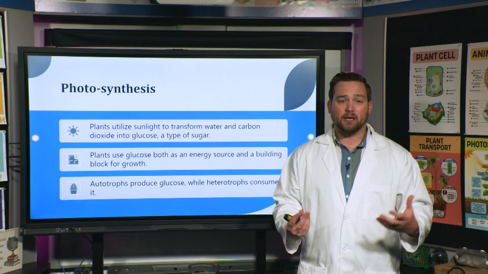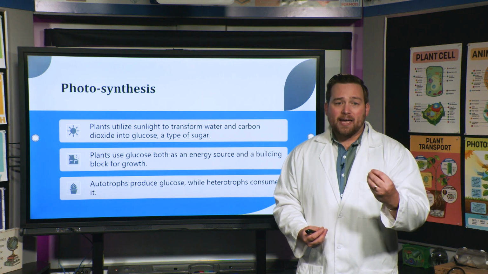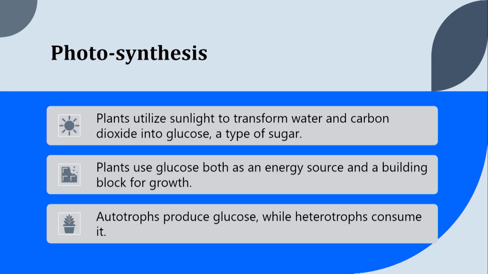Well, what are we making here? Well, plants will use sunlight to transform water and carbon dioxide into glucose, which is a type of sugar, okay? Plants use glucose both as an energy source and as a building block for growth.